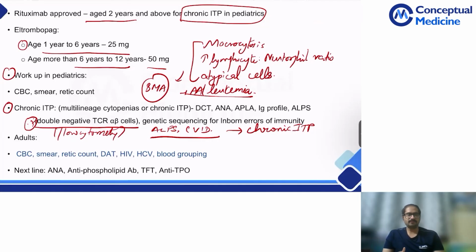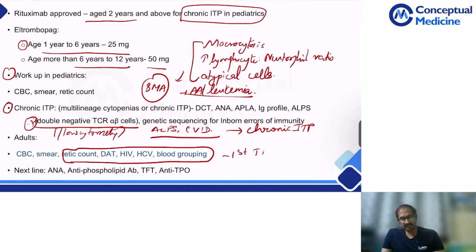So remember what we do for ALPS: peripheral blood flow cytometry for double negative T cell receptor alpha beta cells. So remember this. For adults, what investigations are important? Apart from hemoglobin, WBC count and platelets, peripheral smear, retic count, DAT, HIV and HCV are all important first tier investigations for ITP.